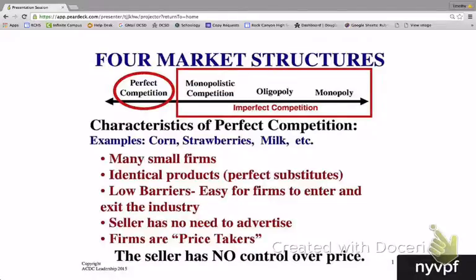Examples typically include agricultural products. There are very few examples of perfect competition in the real world, very few. The only place we tend to find them is in the realm of agriculture, where you may have hundreds or thousands of farmers all growing an identical product, like corn or strawberries or milk, things like that.